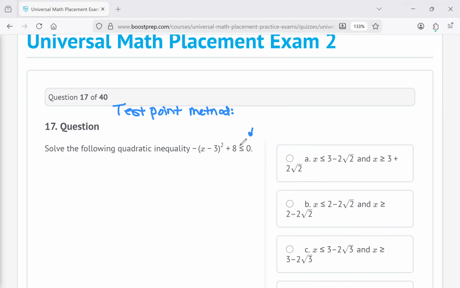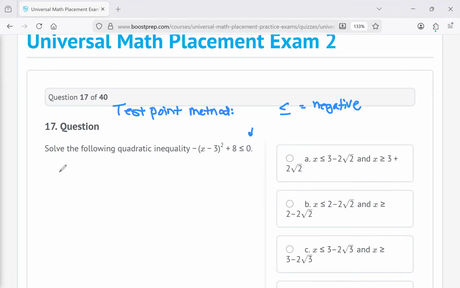And then what I'm going to do is look at the symbol. So it's less than or equal to. What that means is we only care about the negative side. What do I mean by negative? I'll explain. Now what I'm going to do is solve for x.